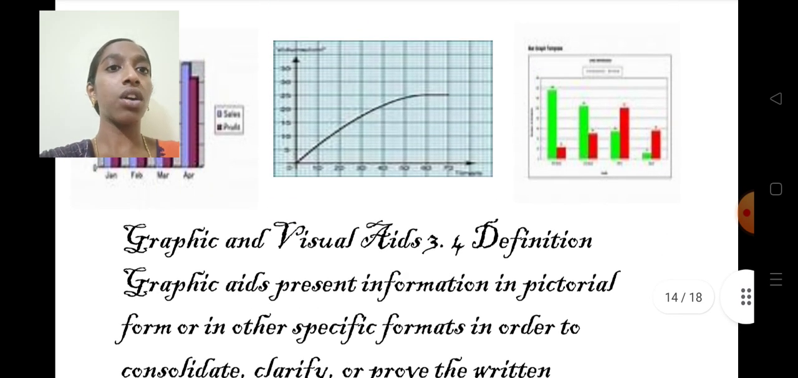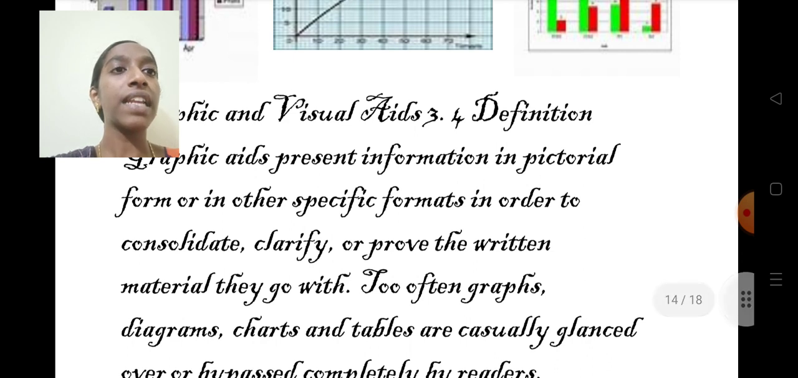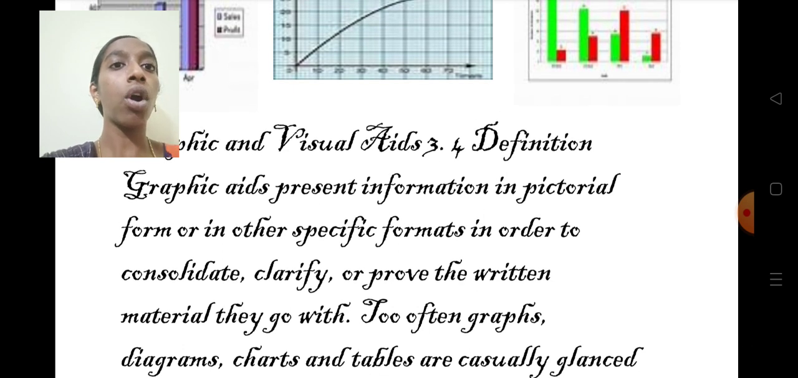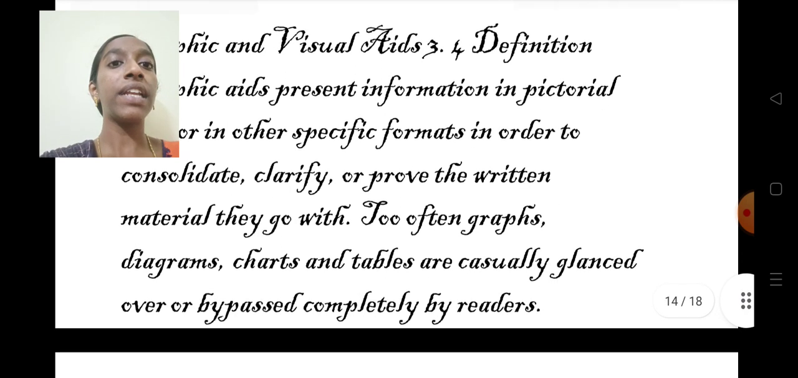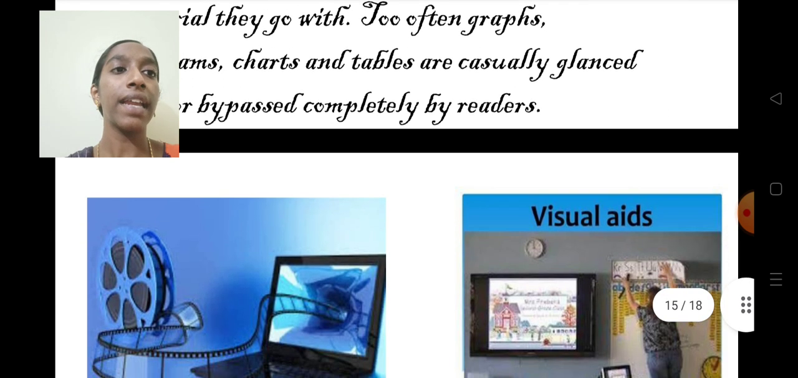Then graphs. These are graphical representations. Graphical aids present information in pictorial form or in other specific formats in order to consolidate, clarify or prove the written material they go with. Too often graphs, diagrams, charts and tables are casually glanced over or bypassed completely by readers.